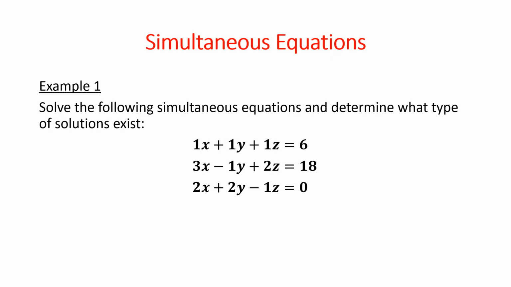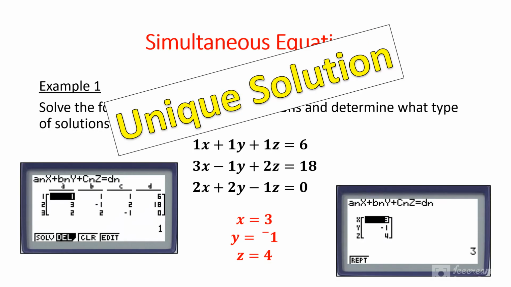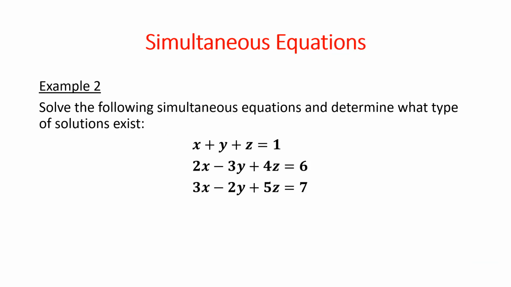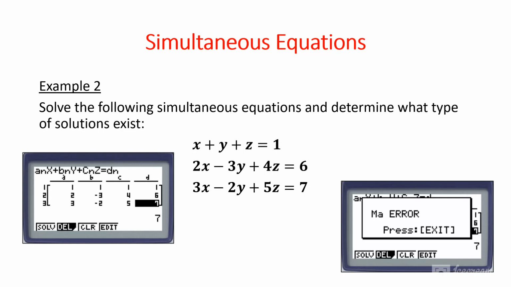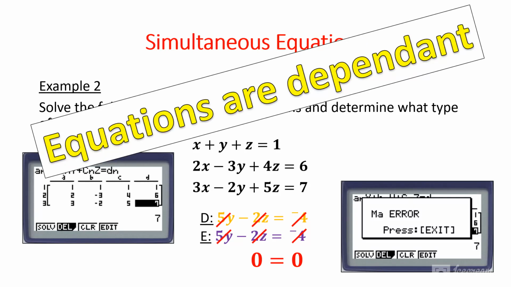Let's quickly review them. Example 1. Solve the following simultaneous equations to determine what type of solutions exist. Well, we grabbed our graphics calculator and found it was a unique solution. Example 2. What about this pair of simultaneous equations? Well, when we grabbed our graphics calculator we got a mathematical error and we had to use algebra to create equations D and E, and when we went to do our elimination of y, it actually ended up eliminating everything, 0 equal to 0. And that was the proof that they are dependent equations.